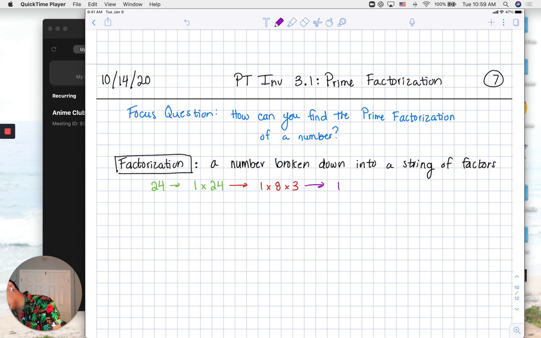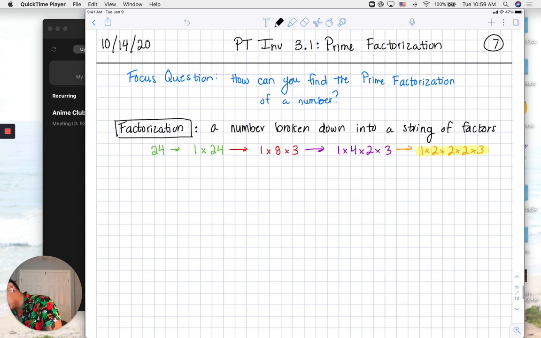I could write this a different way. I could say this is 1 times 4 times 2 times 3. Double check. Does that still equal 24? Yes, it does. I could write this one more way. I could go 1 times 2 times 2 times 2 times 3. Does that still equal 24? You'll notice that it does. And this very last string of factors, or factorization, is super important because this is what we call prime factorization.